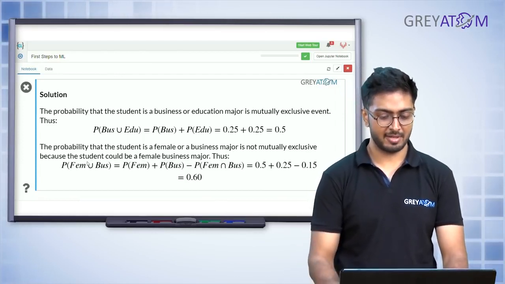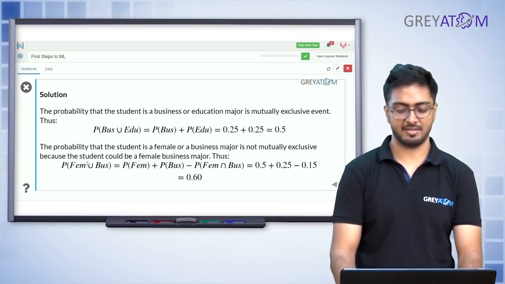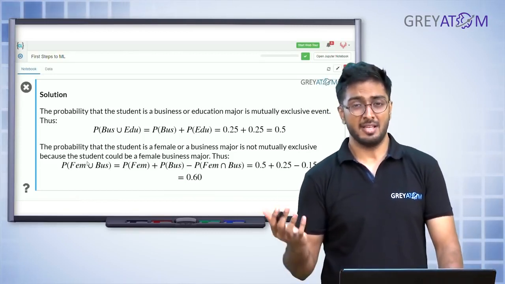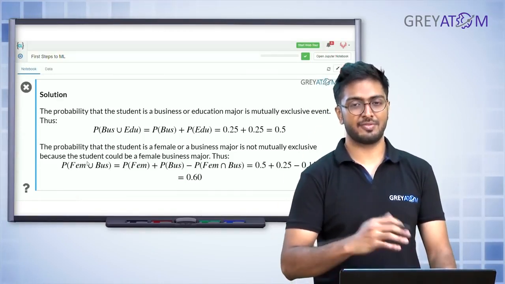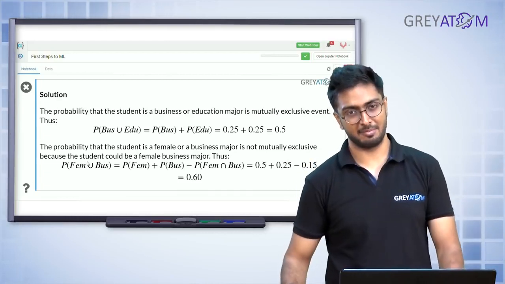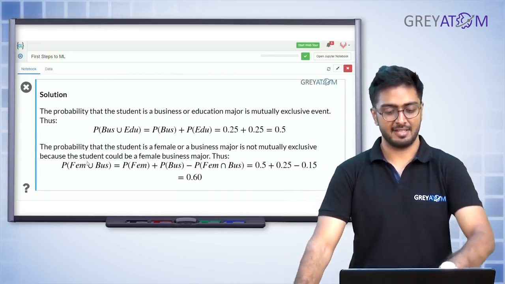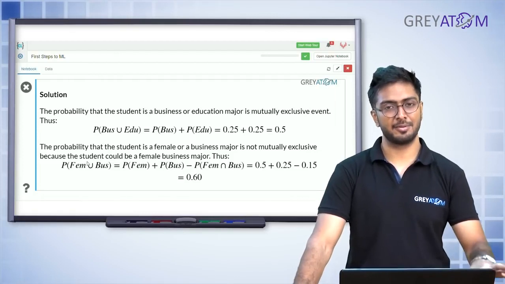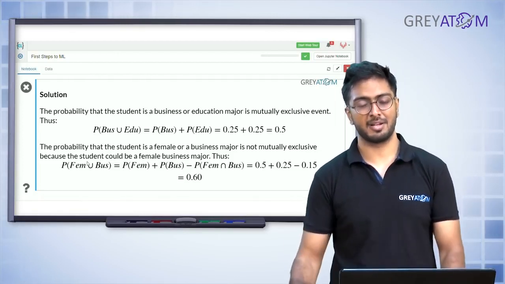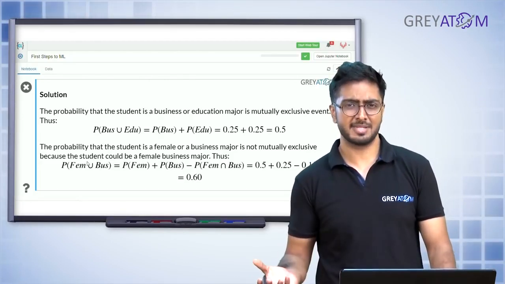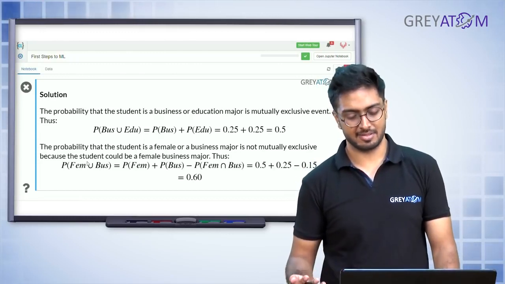And the probability that a student is a female or a business major is not mutually exclusive, right? Because there could be someone who is a female as well as a business major. Which was not the case earlier, because earlier you could be either a business major or an education major, but now if you're a female, you could also be a business major. So those are not mutually exclusive events.